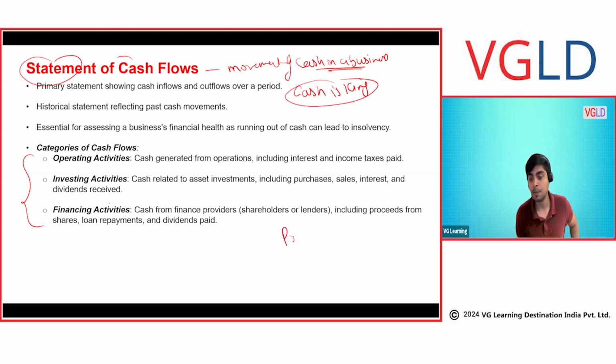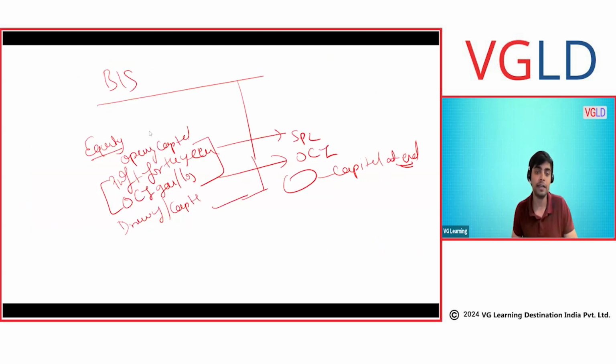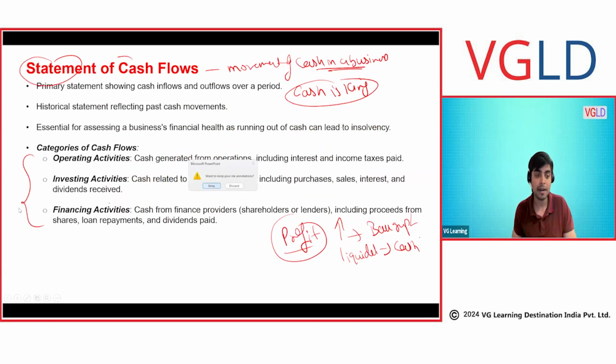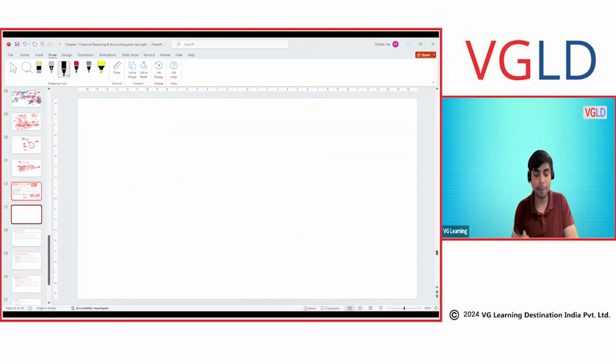No matter how much profit you have, whether you have a very high profit, you can still go bankrupt if you have very low liquidity or very low level of cash. How? Let me tell you one example. This is a real life example, and this is what happened during the 2008 financial crisis.